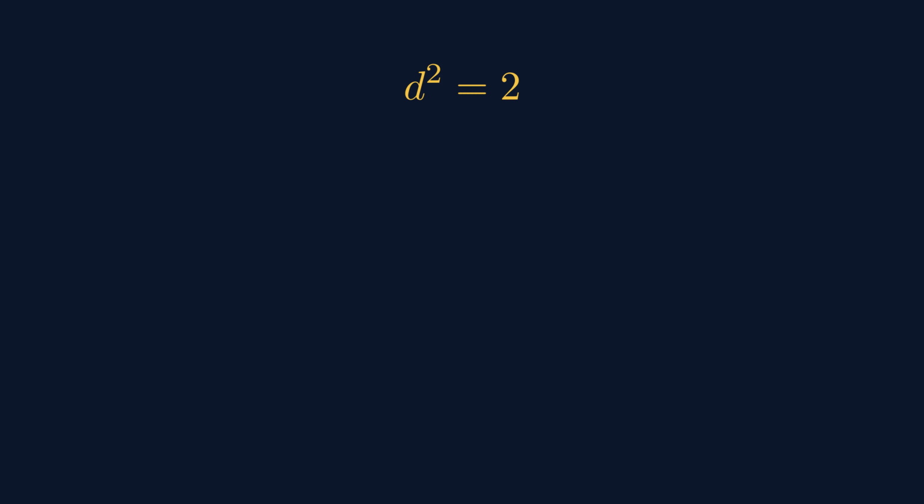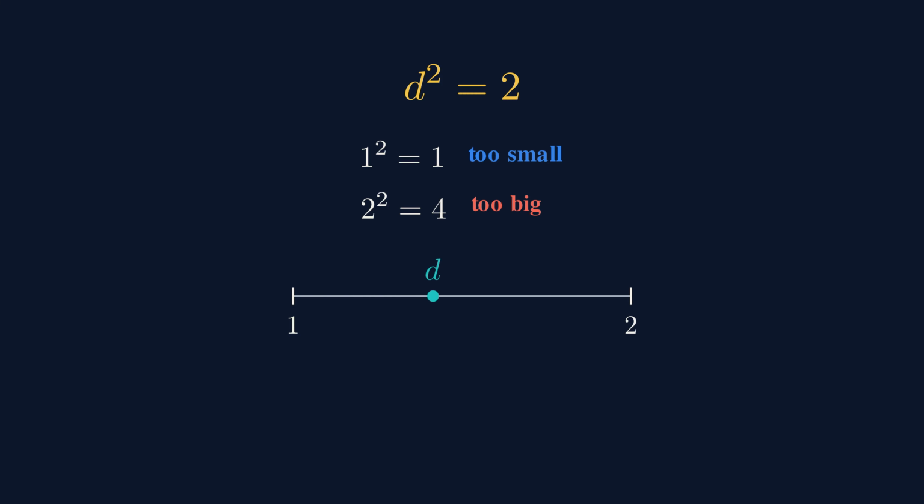What number multiplied by itself gives 2? Could it be a whole number? 1 squared is only 1. Too small. 2 squared is 4. Too big. So d is trapped somewhere between 1 and 2, and there's no whole number left in there to try.